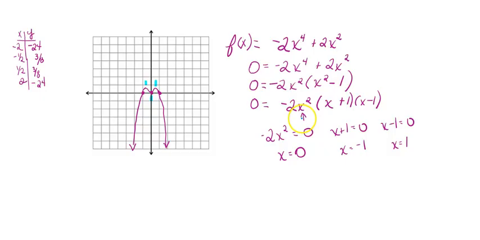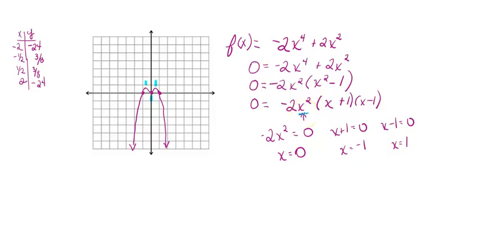Now, it's got a power of 4, so it can have up to 4 zeros, and actually it does. But one of them is a repeating 0. Sometimes you have answers that are not real, but in this case, all of our answers are real, and there are 4 of them, but one of them is a repeating answer. And what do I mean by that?